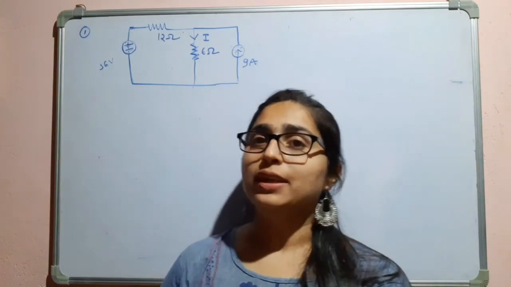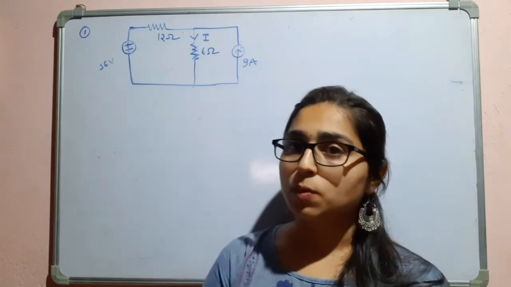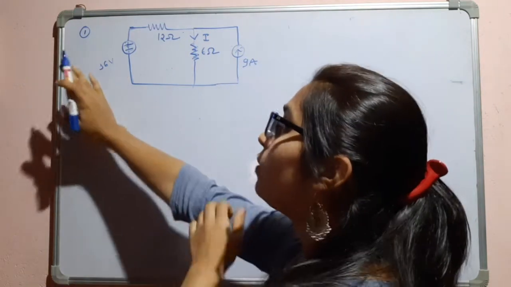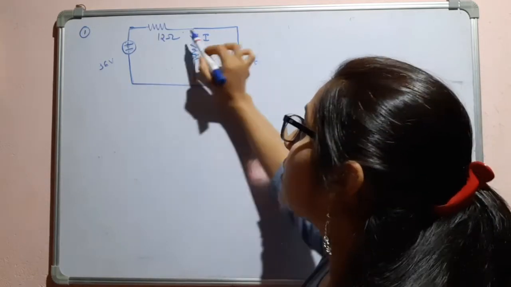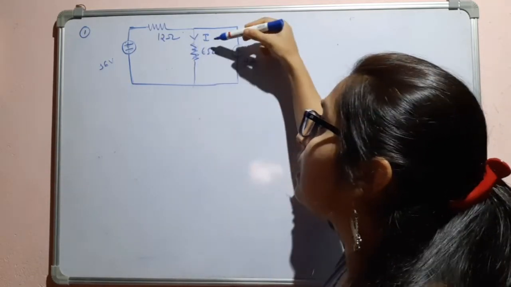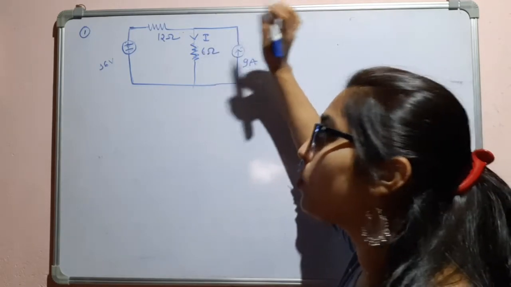In this video, let us understand how to find out the current through a resistor using superposition theorem. So here we have a voltage source of 36 volt and a current source of 9 ampere. This is the current I, that is the current that is flowing through the 6 ohm resistor, to be found out using the superposition theorem.